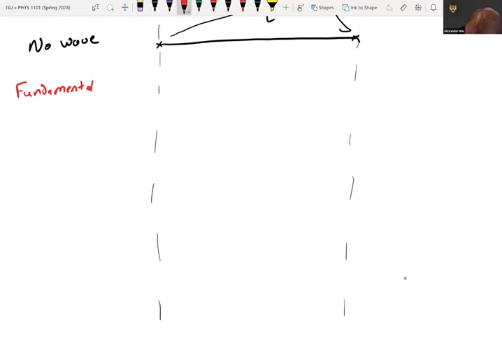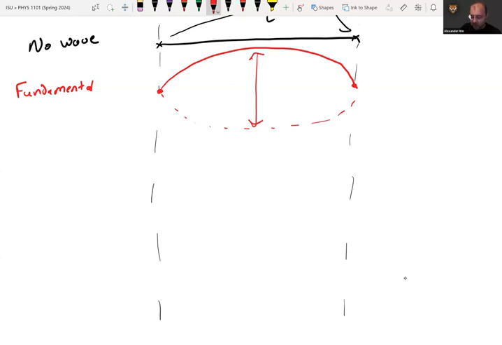And basically what the fundamental does, it oscillates. So the ends are still fixed in place, but what you have is a single peak that oscillates back and forth between a peak and a trough. So this isn't even a full wavelength. In this case, our L is only equal to lambda over 2. So that's only half of a wavelength.